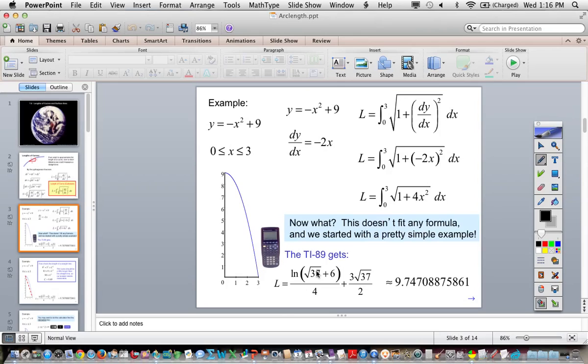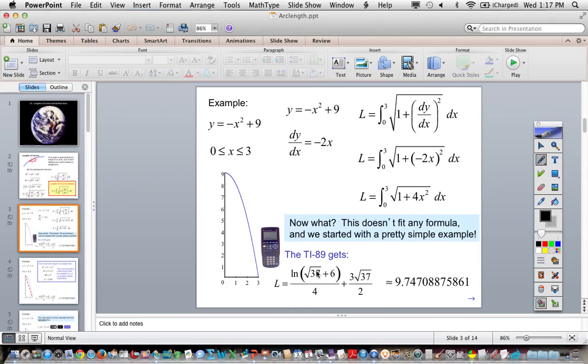Okay, well, we need the derivative, right, because the formula needs an f prime in it. So we do the derivative, negative 2x. So we go over here and we put it into our formula, 0 to 3, negative 2x is a derivative squared. Just like that, we just type that into our calculator. We get 9.747. That is that length. And that makes sense because it's definitely bigger than 9.